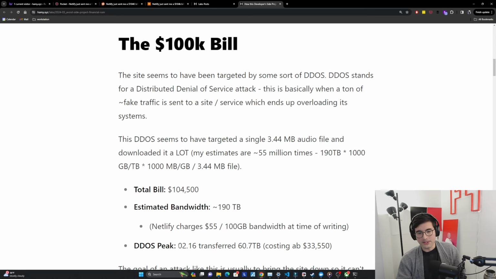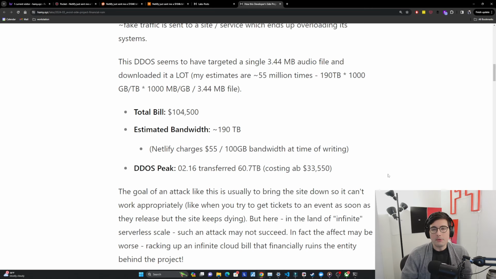And the peak day was on February 16th, where they transferred close to 61 terabytes, which itself cost about $33,000 on this one day. Now, we don't know exactly what this DDoS's goal was, but they are relatively common out in the wild on the internet. The internet's kind of like the wild, wild west.